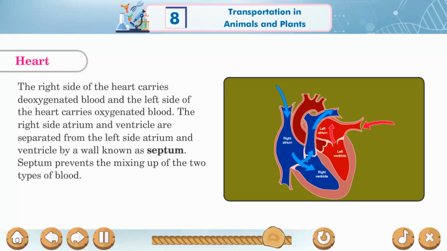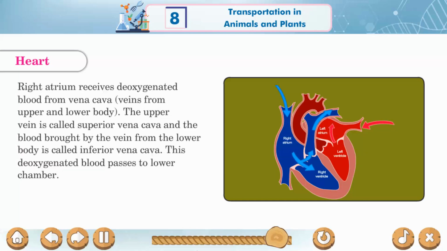The right side atrium and ventricle are separated from the left side atrium and ventricle by a wall known as septum. Septum prevents the mixing of the 2 types of bloods. Right atrium receives deoxygenated blood from vena cava, that is veins from upper and lower body. The upper vein is called superior vena cava and the blood brought by the vein from the lower body is called inferior vena cava. This deoxygenated blood passes to lower chamber.